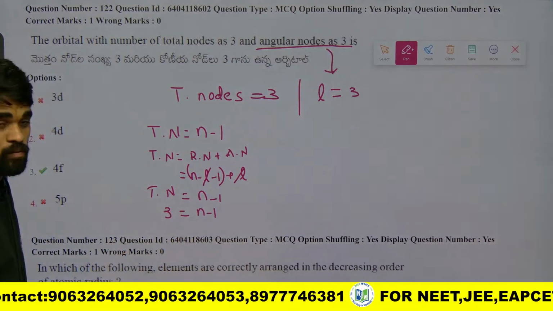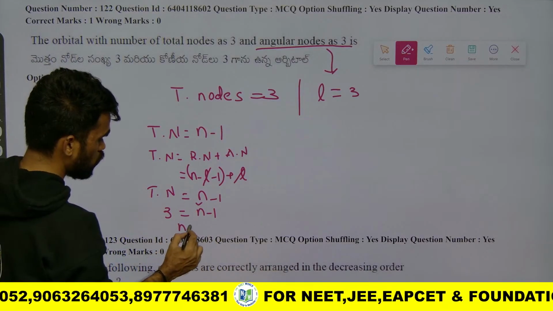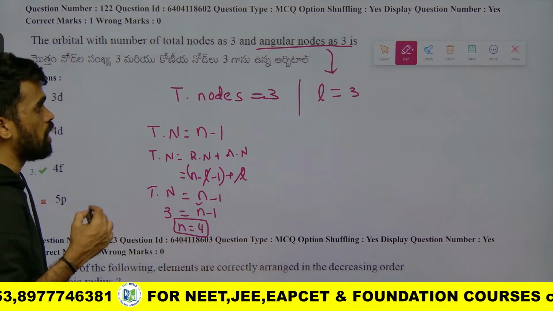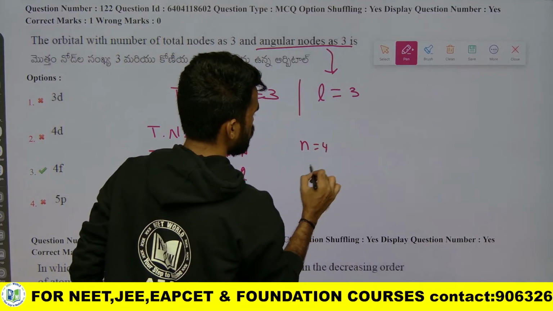From this, I want to find the n value, the principal quantum number. So n will be 3 plus 1, which is 4. So the n value is 4 and the L value is 3. So n equals 4, L equals 3.